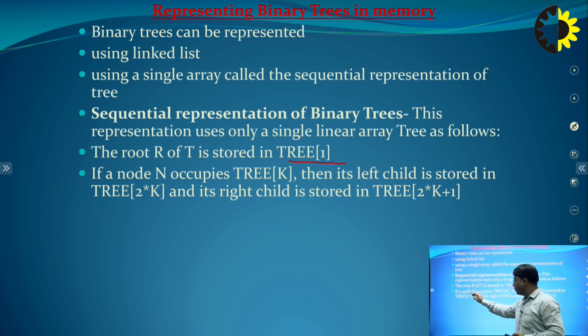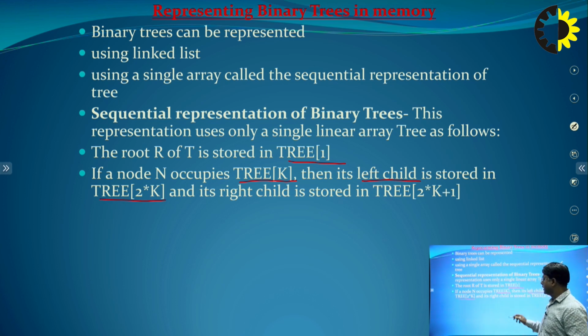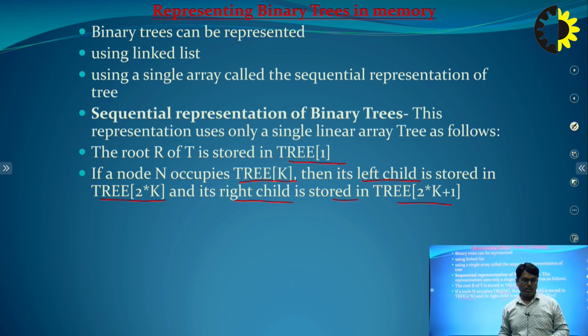If a node N occupies TREE[K], then its left child is stored in TREE[2 times K], and its right child will be stored in TREE[2 times K plus 1]. So 2 times K is the left child and 2 times K plus 1 is the right child. This is the formula which helps to represent the values of a tree in an array. Just by evaluating these two formulas, we can place the values at the left child and right child.